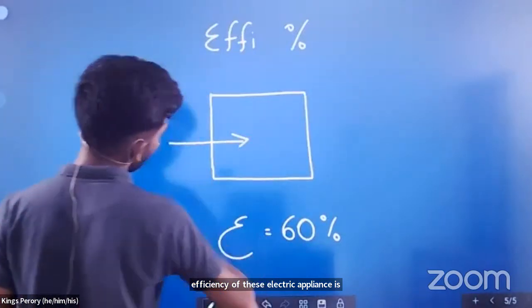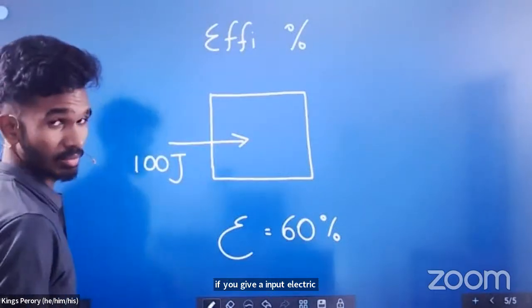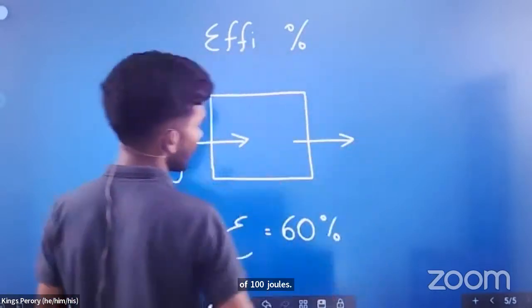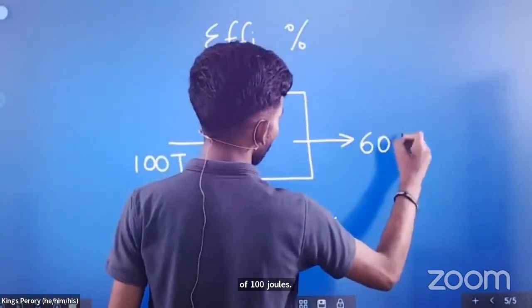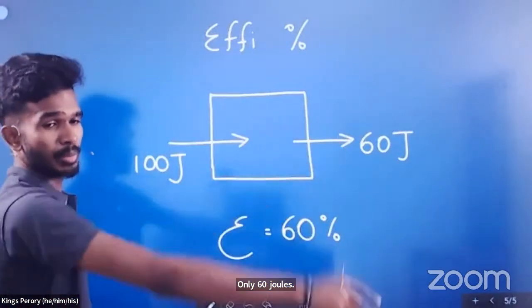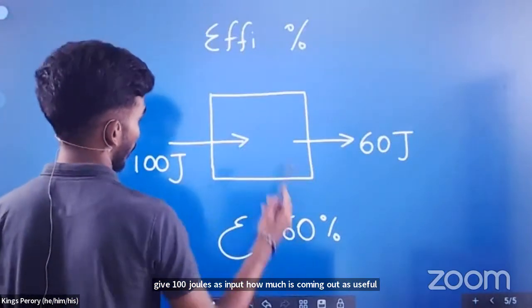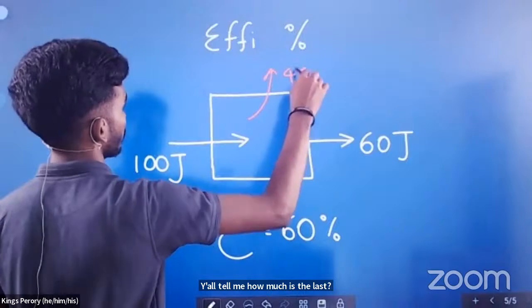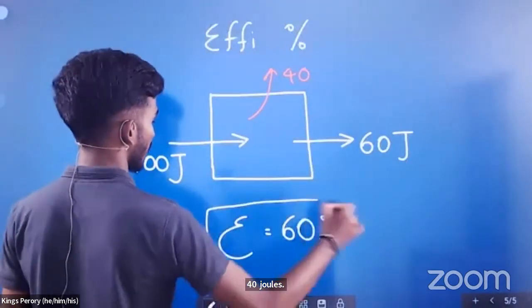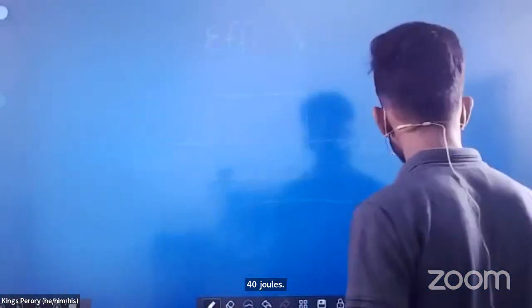If you give an input of 100 joules, the useful output is only 60 joules. You give 100 joules as input, how much is coming out as useful? 60 joules. How much is the loss? 40 joules. With efficiency 60%, if the input is 100 joules, the expected output is 60 joules. That's the meaning.